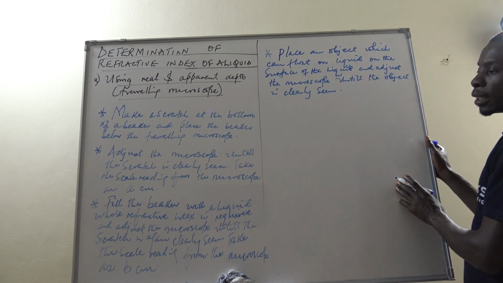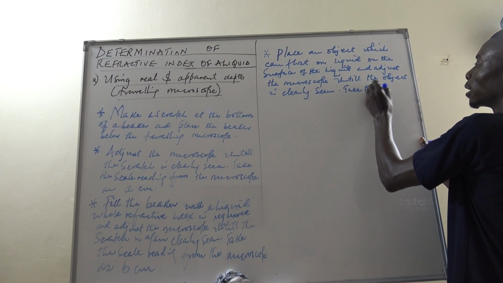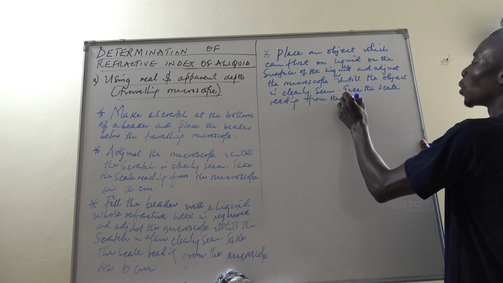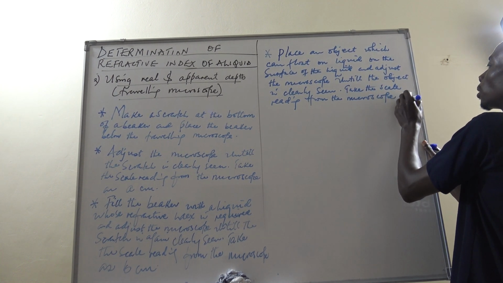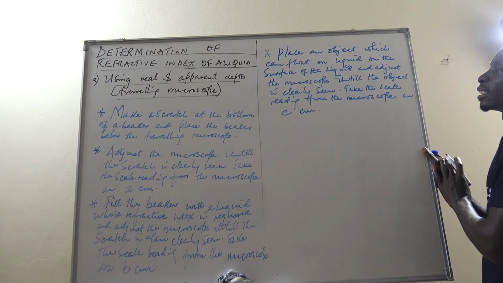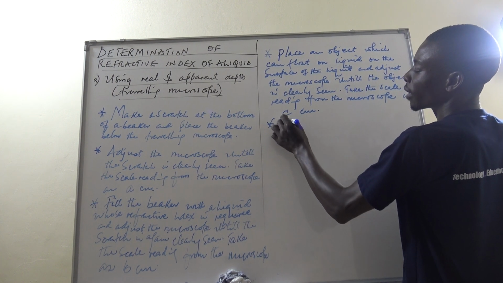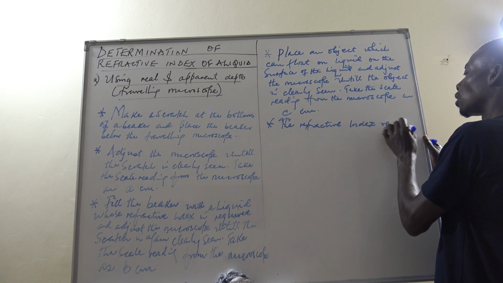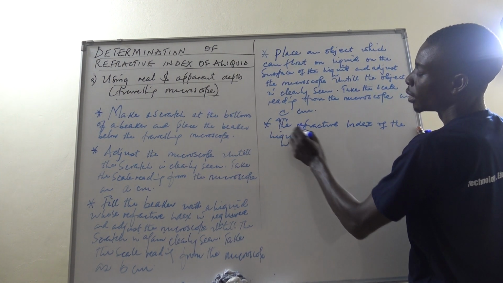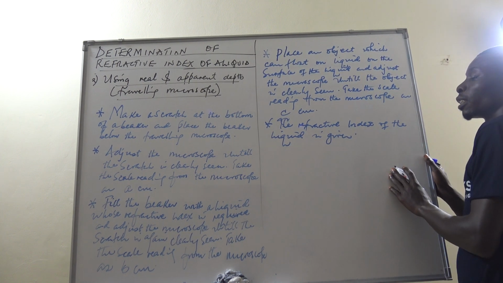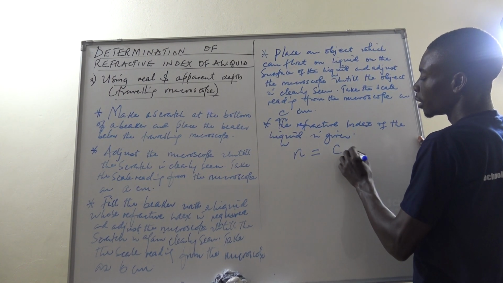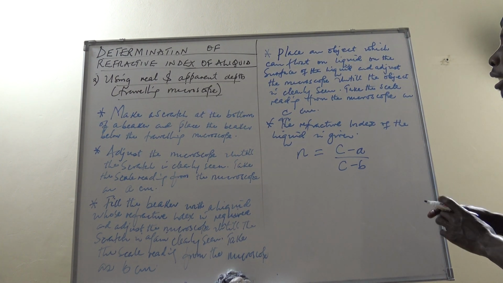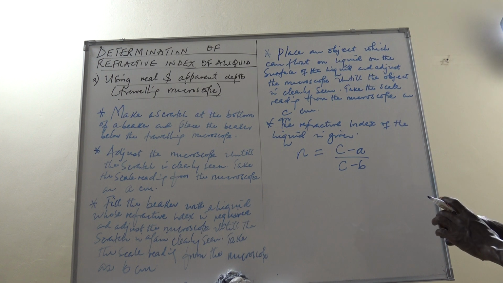And then we can say, take the scale reading from the microscope as C centimeters. And then we shall say the refractive index of the liquid is given by n equals C minus A over C minus B. That is what we can calculate as the refractive index of the liquid.